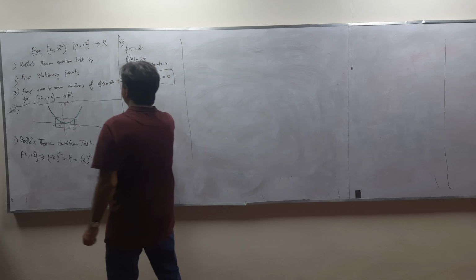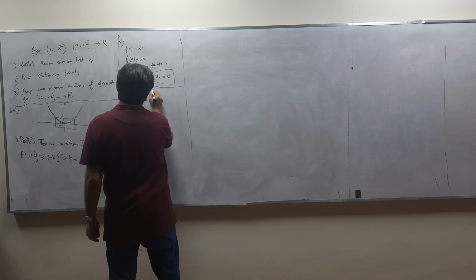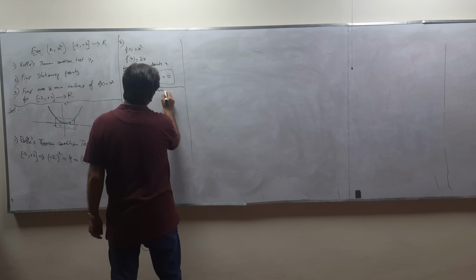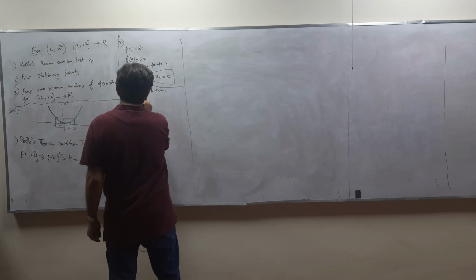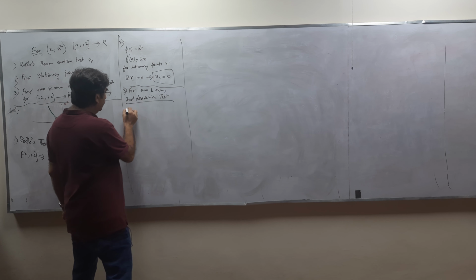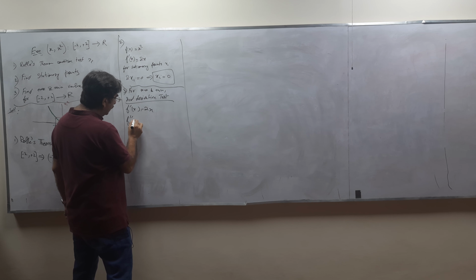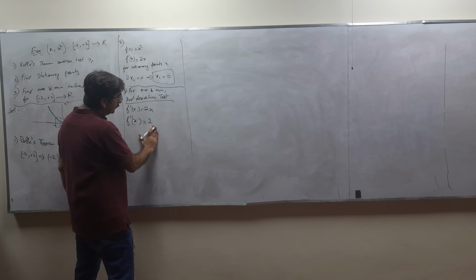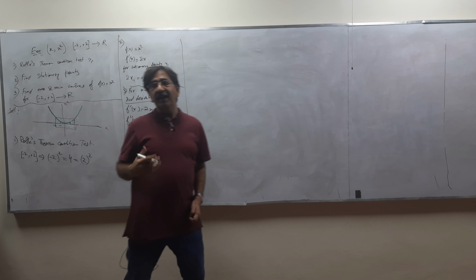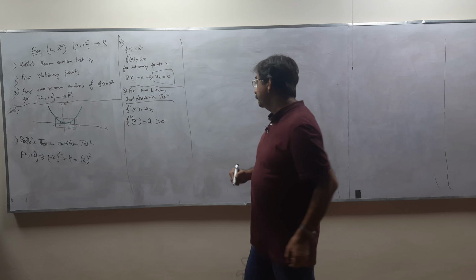But is it a minimum value or a maximum? Second derivative test, for maxima and minima. What will be the second derivative test? F dash of x is 2x, and when we take the second derivative, that will be equal to 2, and that is greater than 0. Because it is a positive number greater than 0, it means this is a minimum value.